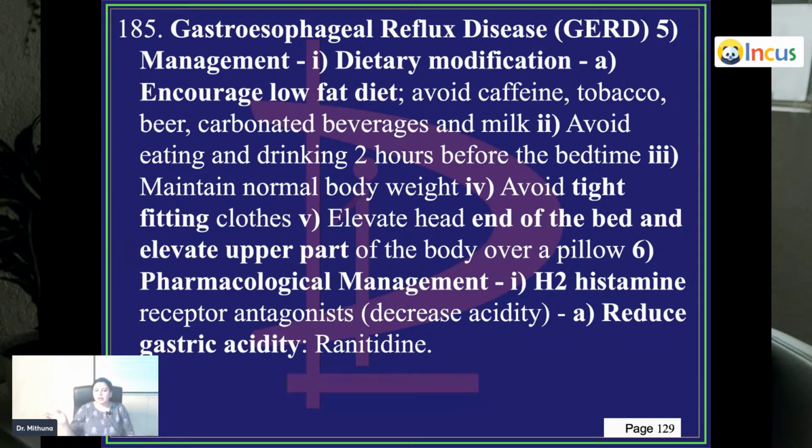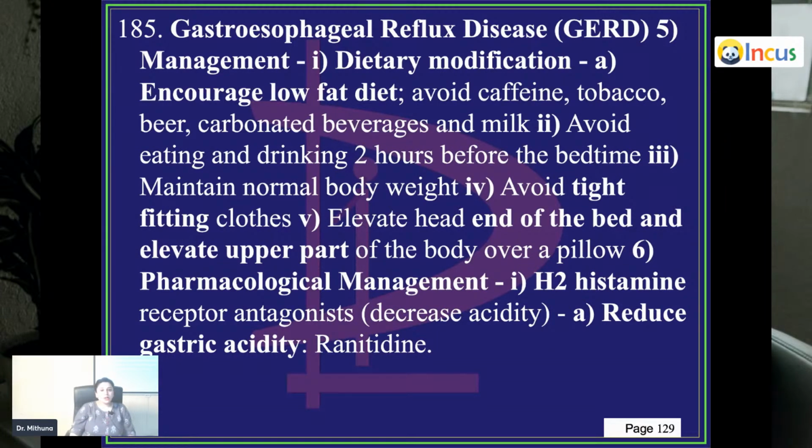If you eat and immediately go to sleep, first you'll put on weight. Second, if people have GERD, it will worsen. Avoid tight fitting clothes. Elevate the head end of the bed and elevate the upper part of your body, that's your shoulders, over a pillow. You want to keep it as upright as possible so that reflux doesn't occur. If you're lying flat, reflux can occur. It's just gravity acting here.